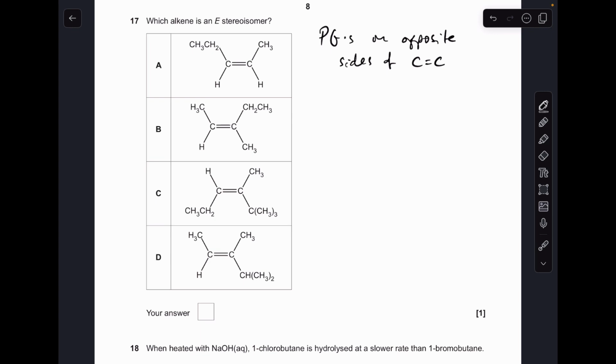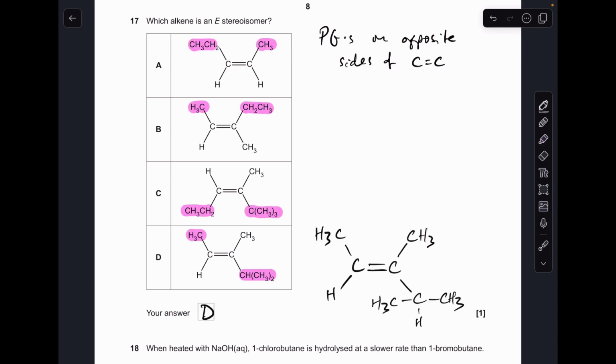Number 17, so E isomers have the priority groups on opposite sides of the C=C double bond. So you can see D's the answer, but I'll just quickly explain the priority groups just for revision. So the left-hand carbon, we're comparing carbon with hydrogen. Carbon's got a higher atomic number, so it has priority. So that's your priority group on the left-hand carbon.